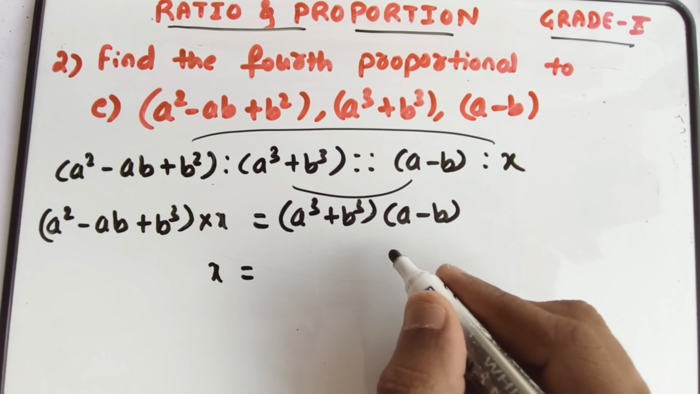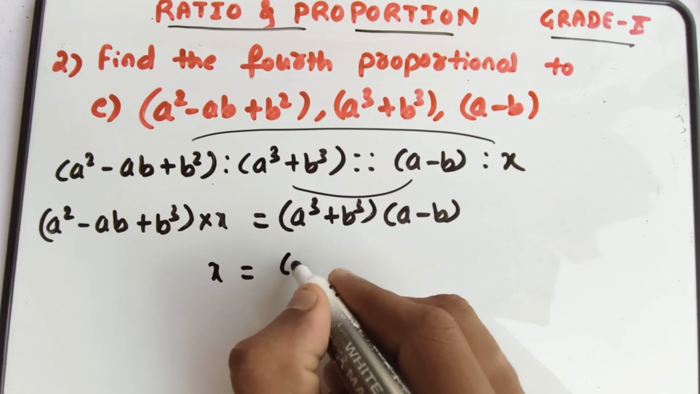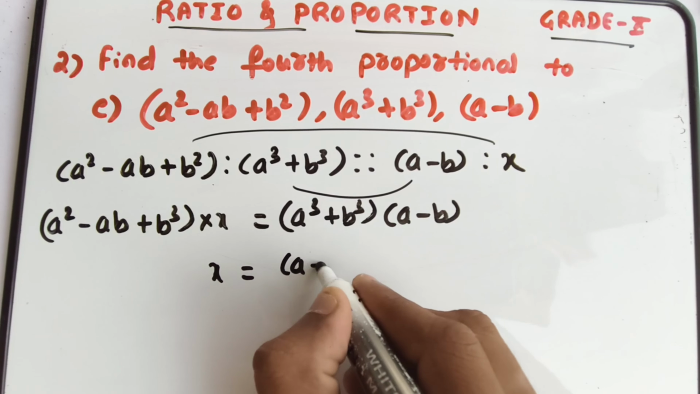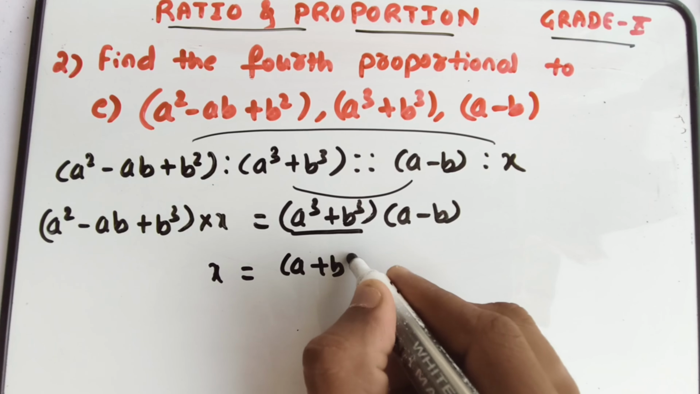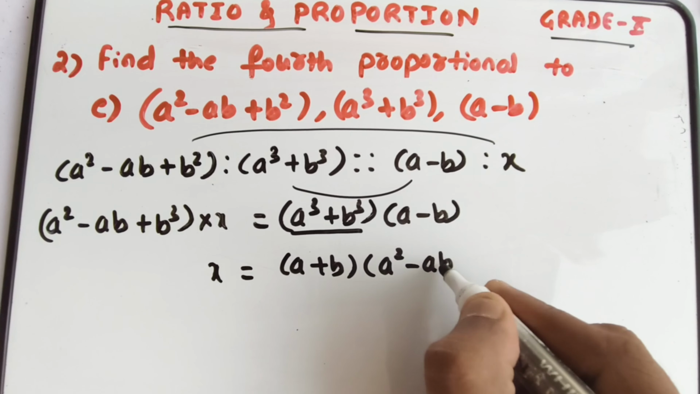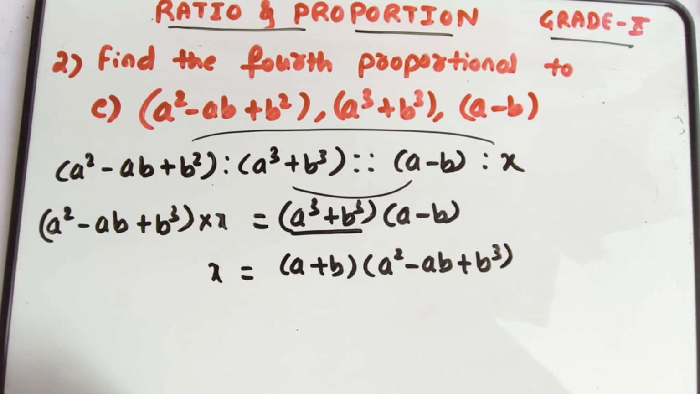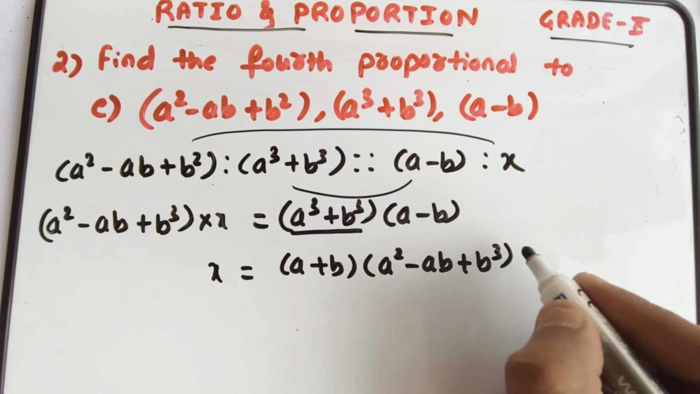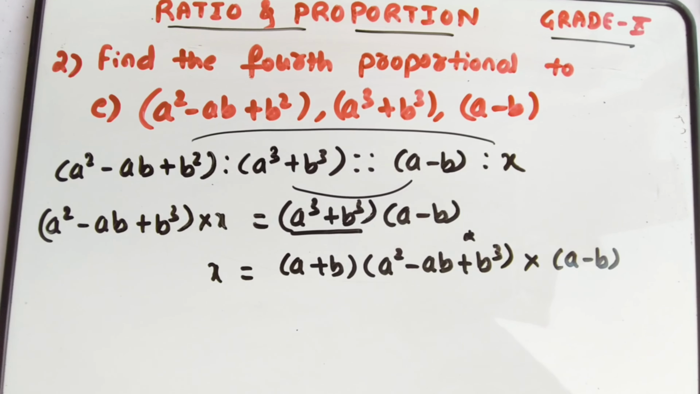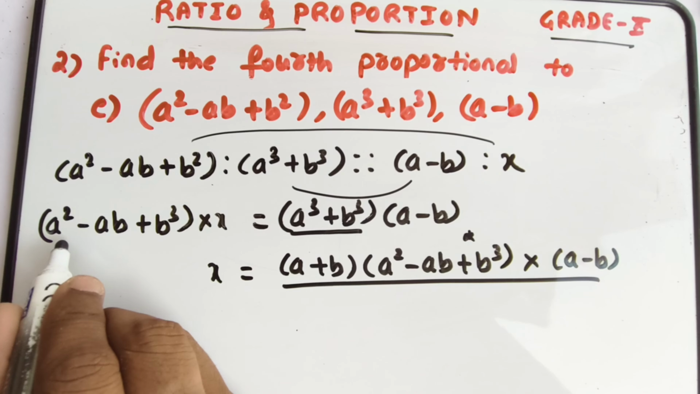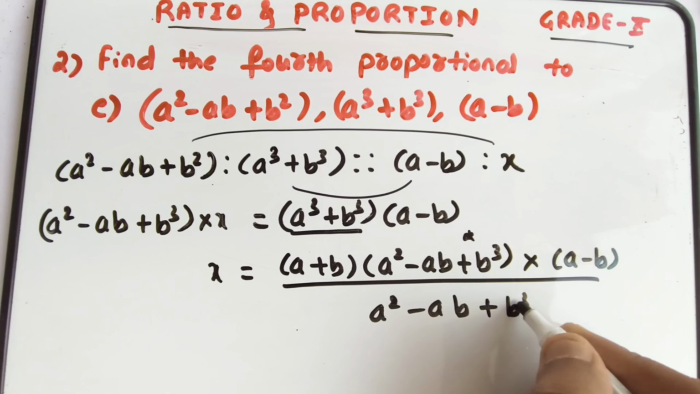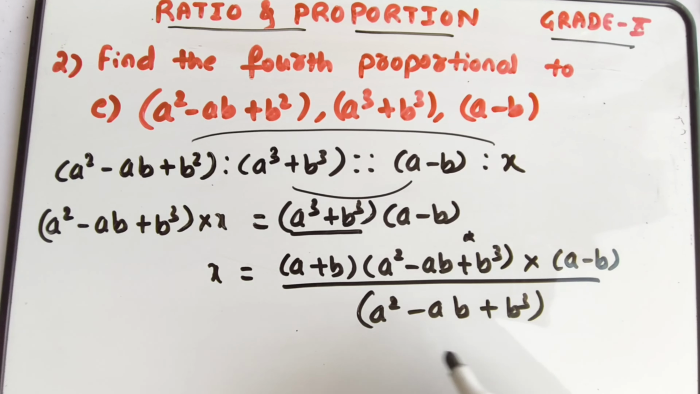Let me write x is equal to a cube plus b cube. We know that the formula for a cube plus b cube, the sum of cubes, can be written as a plus b into a square minus ab plus b square. So x is a plus b, a square minus ab plus b square, multiplied by a minus b, whole divided by a square minus ab plus b square. You cancel this a square minus ab plus b square.